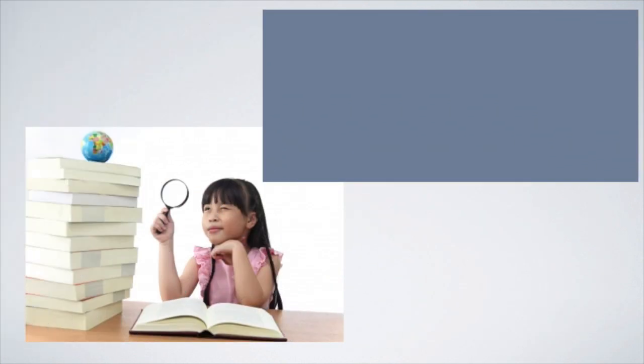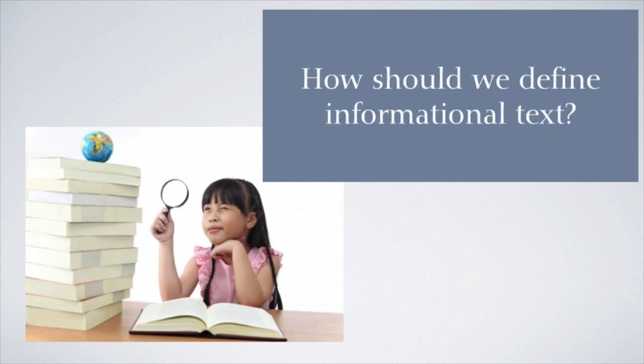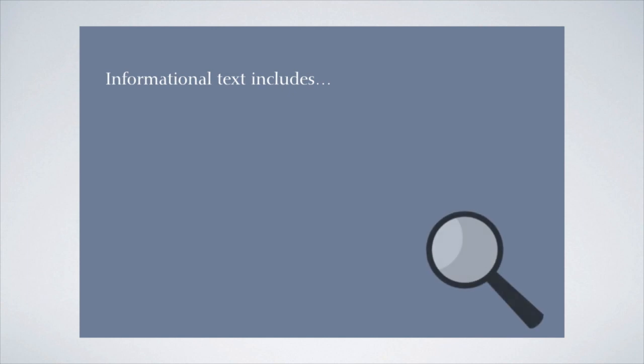We recognize that the skills and strategies students access for literary text and informational texts are slightly different. To better understand how to address each of these in the classroom, we must first understand the definitions. So how should we define informational text? Let's look at the definitions provided by the Common Core State Standards and the state assessments PARCC and Smarter Balanced.